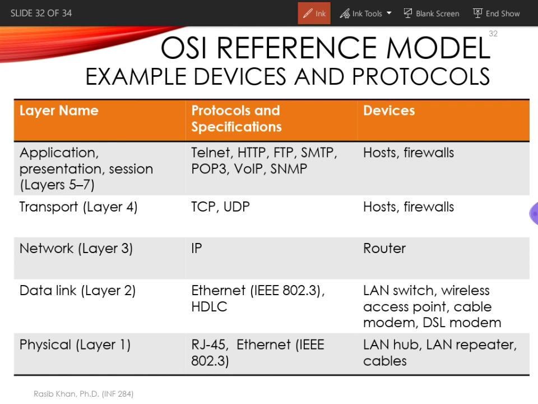So the OSI reference model does not come with a specific implementation of these protocols. However, it does include guidelines of which protocols would be best suited for each of these layers. For example, the application, presentation, and session layers correspond to the application layer in TCP/IP, and include a whole set of protocols which are more application specific.